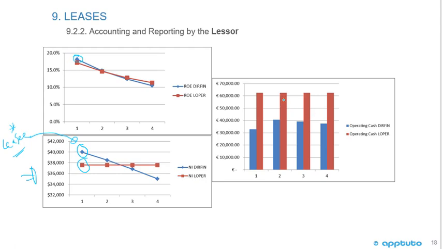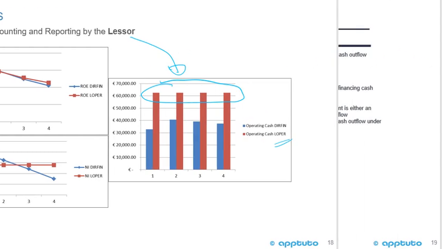And if I have higher net income, I'm going to have a higher ROE. Now, with regards to the cash flows, of course, this is easier to understand. Now I'm looking from the point of view of the lessor. An operating lease is 100% rent, so my operating cash flows from the point of view of the lessor for an operating lease are going to be much higher.